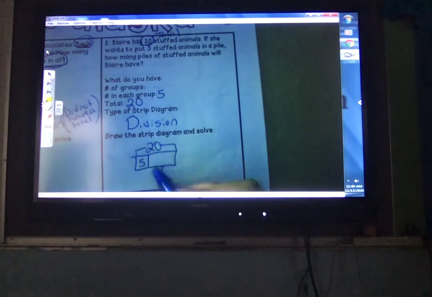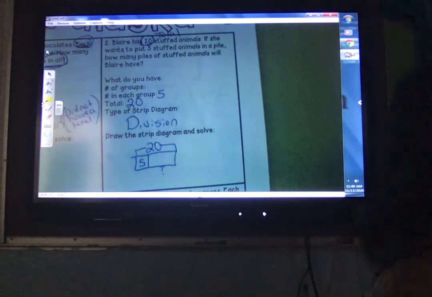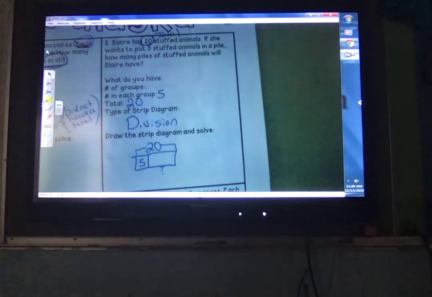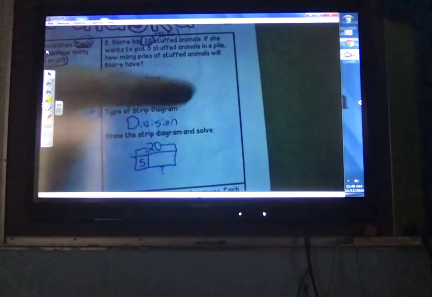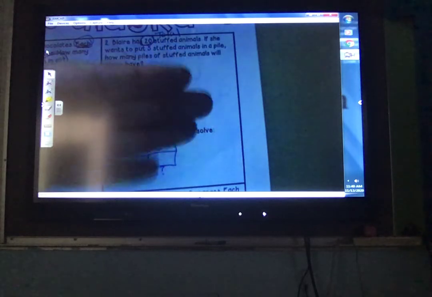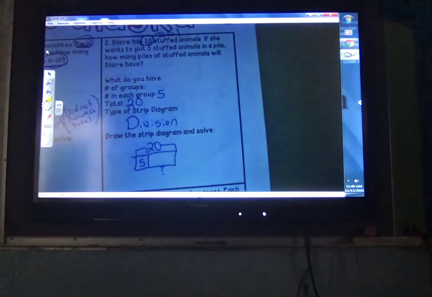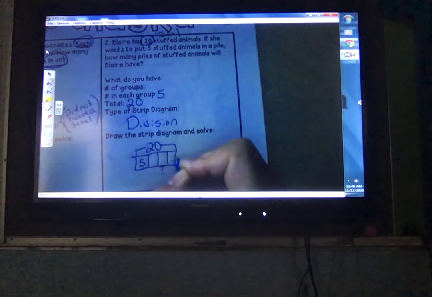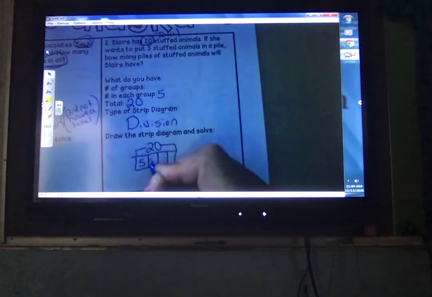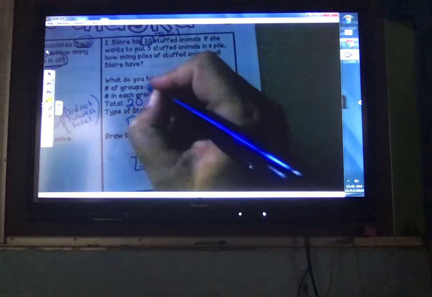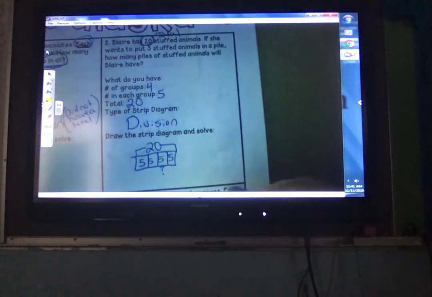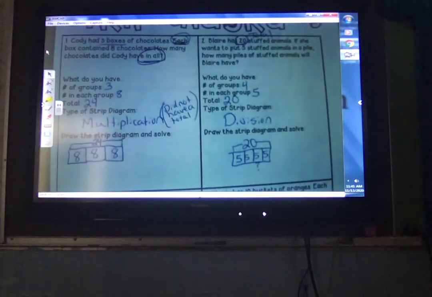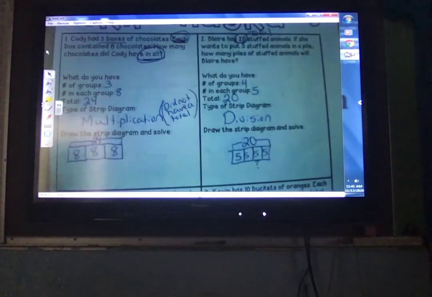I'm trying to figure out how many boxes I'm going to need here. So let's count by 5, shall we? We're going to count by 5 so we get to 20. 5, 10, 15, 20. How many boxes will I need? 4. So I already have 1, 2, 3, 4. I'm going to need 4 boxes of 5. So I know the answer is 4. This is a division problem. Do you see the difference? This one I have a total. This one I did not have a total.